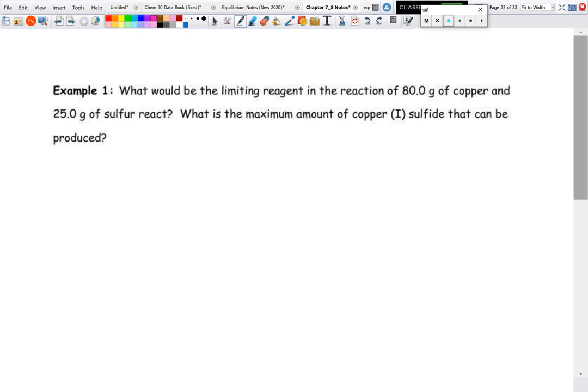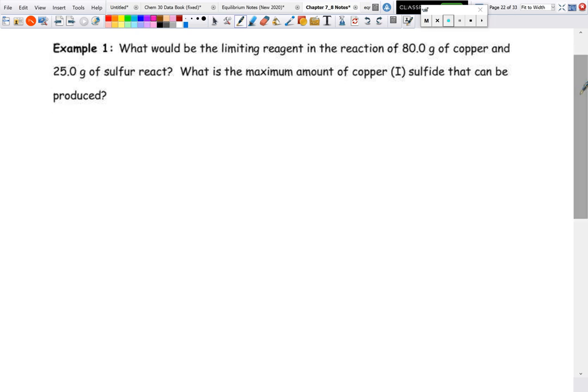Alright, so for this one right here, it says, what would be the limiting reagent in a reaction of 80 grams of copper and 25 grams of sulfur? What is the maximum amount of copper 1 sulfide that can be produced? So it is giving us a little bit of information here. This is a formation reaction because we have elemental copper and elemental sulfur reacting, and the product is copper 1 sulfide.